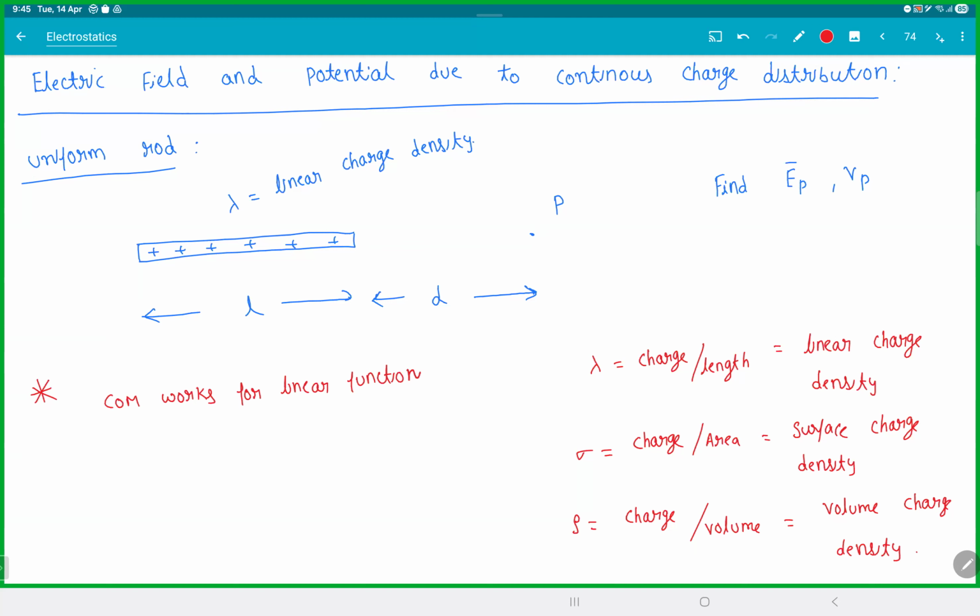So the question is, is the field linear here? The electric field is proportional to 1 by r square. This is not a linear function. Potential is 1 by r. It's not a linear function, so it doesn't work. So be careful. If the function is not linear, don't even think about center of mass. Some people say, I'll put the whole charge at the center, treat it like a point charge, and find the field. That will give you wrong answers.